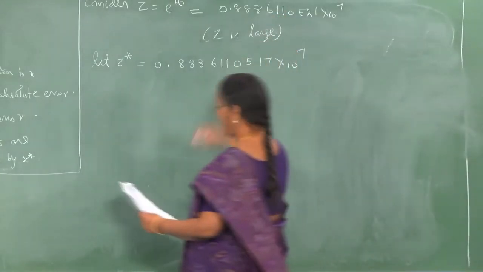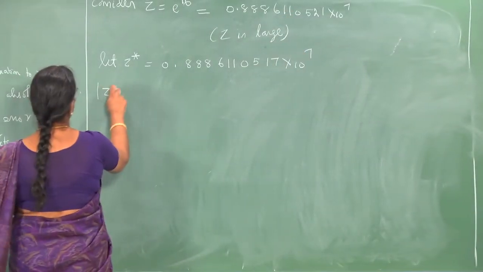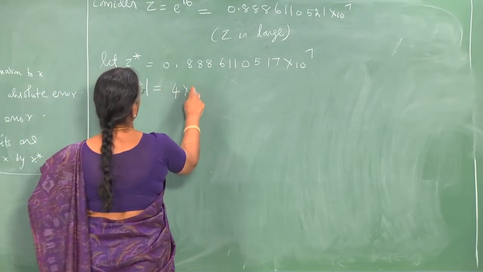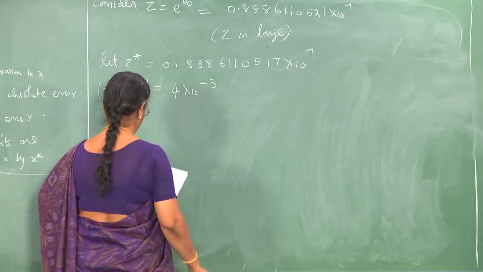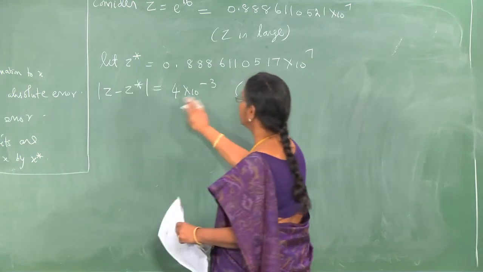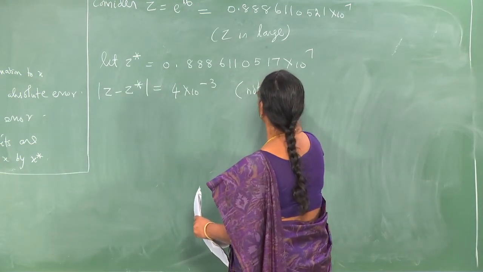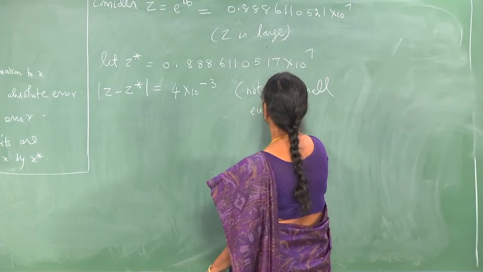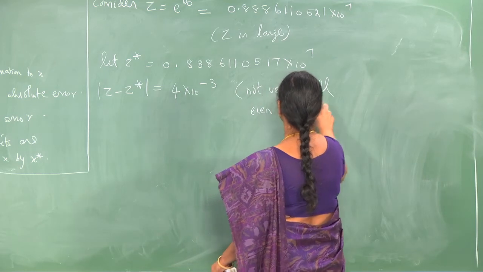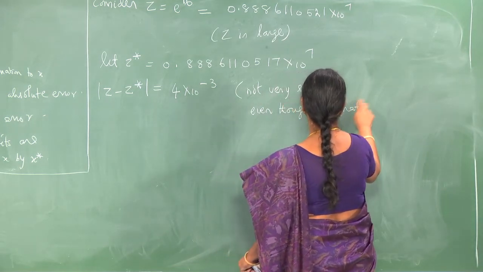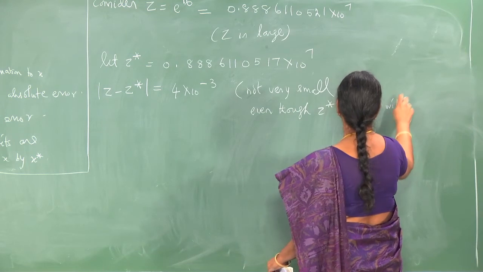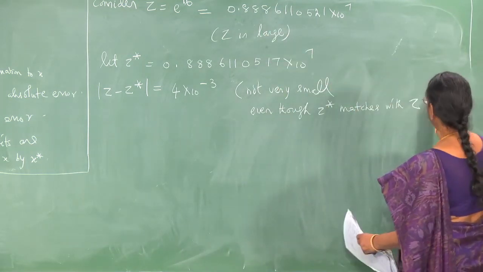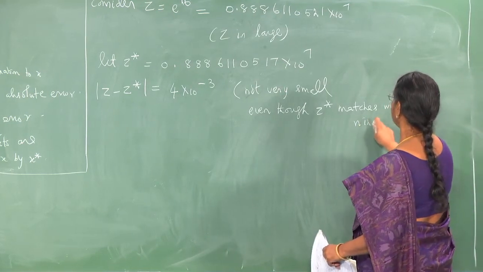When I look at this and compute z minus z star, it is 4 into 10 to the minus 3, but this is not very small, even though z star matches with z to 9 decimal places.